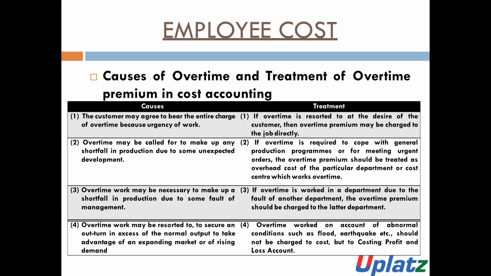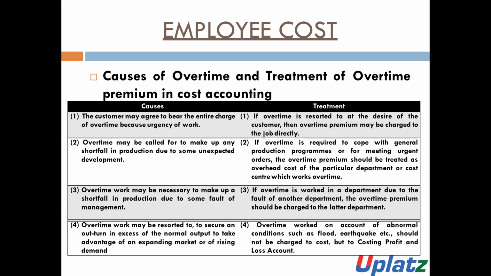If the overtime is required to cope with general production programs or for meeting an urgent order, then such overtime premium should be treated as overhead cost of the particular department or center which works overtime. Cause 3 is overtime work that may be necessary to make up a shortfall in production due to the fault of management.